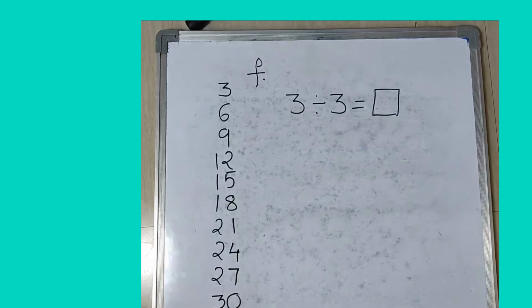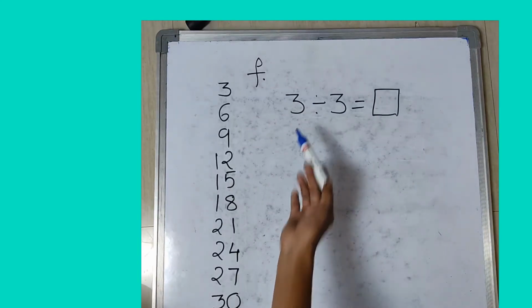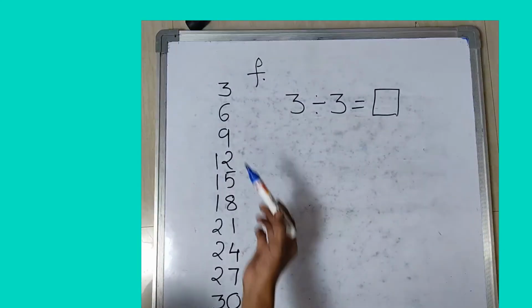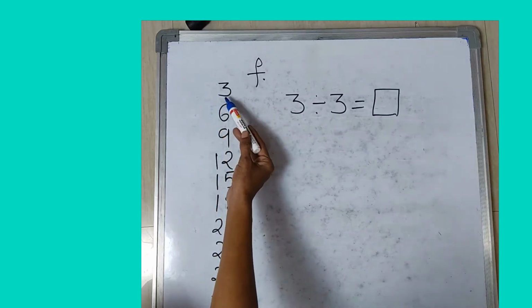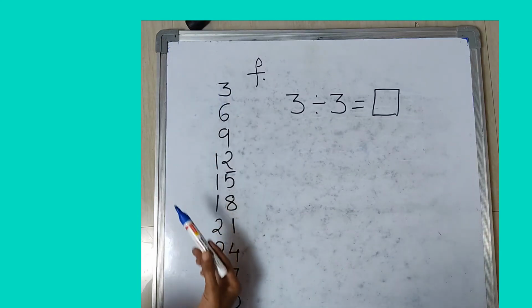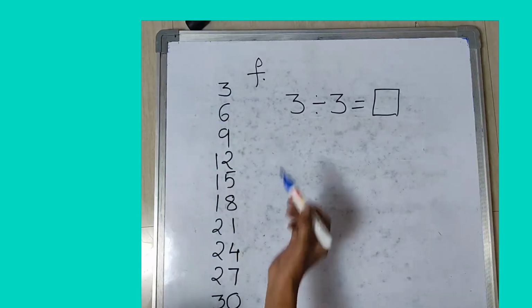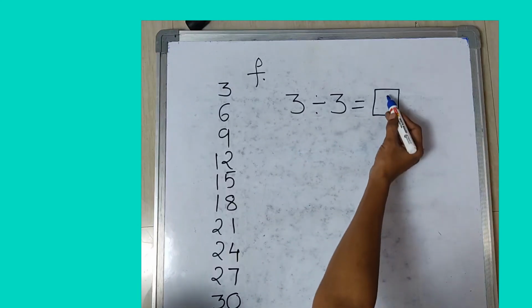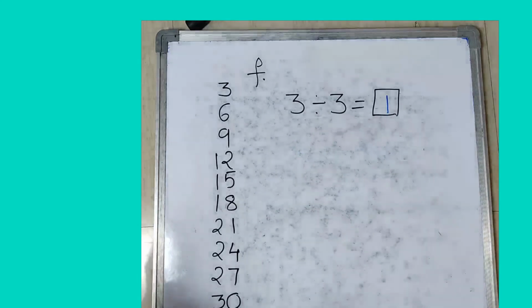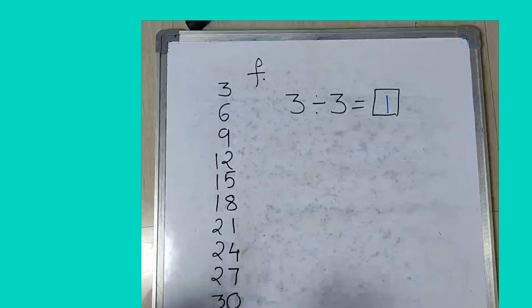Now in this table, find out where 3 is. So 3 1s are 3, or 1 times 3 is 3. So 3 1s are 3 means the answer is 1. Let's see one more example.